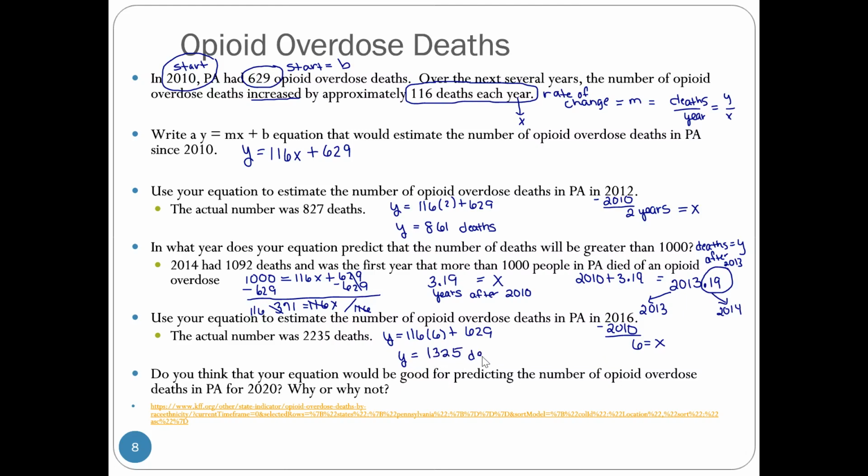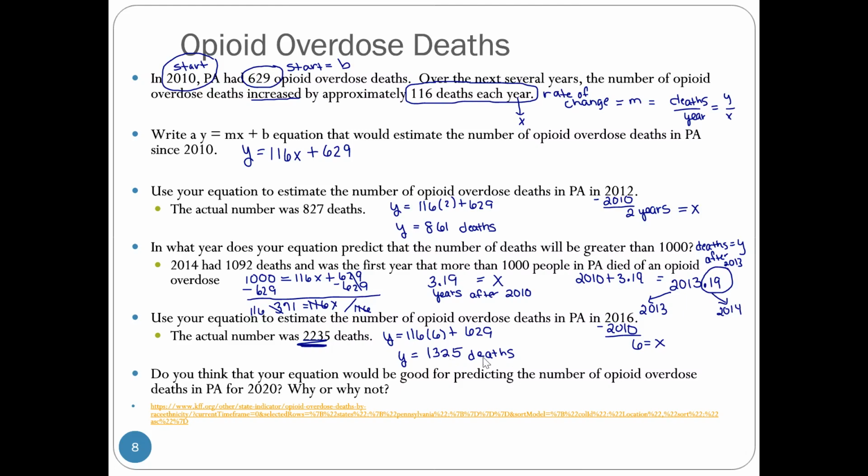And so when I look at the actual number for 2016, it was significantly higher. And this, for our first time here, 2016, this number that we predicted is not a good prediction at all. We're off by like 900 some deaths, which is a huge discrepancy, and something has gone on.